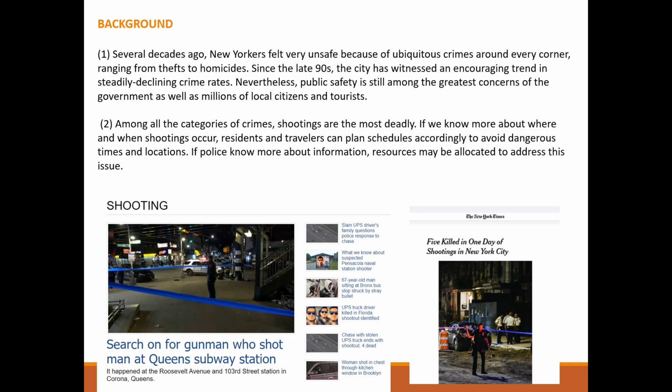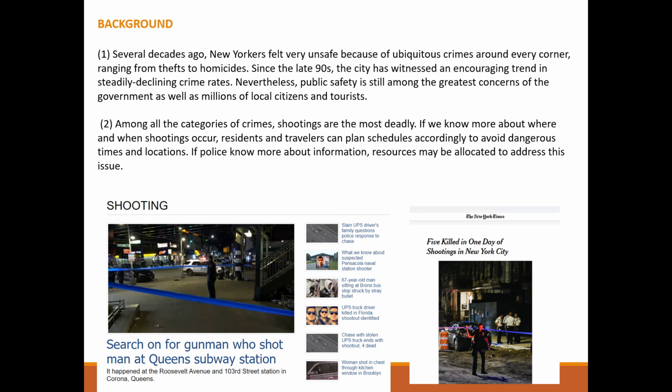Several decades ago, New Yorkers felt very unsafe because of crime around every corner. Over the last several decades, the city has witnessed an encouraging trend of steadily declining crime rates. Public safety is still among the greatest concerns of government as well as millions of local citizens and tourists. Among all the categories of crime, shootings are the most deadly, so I narrowed my focus to shootings only.